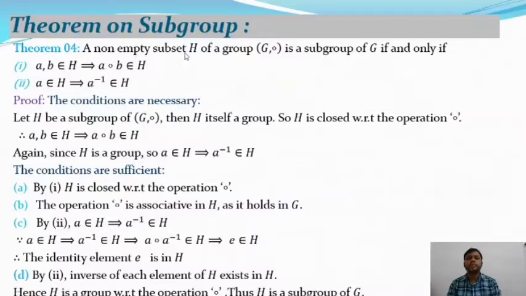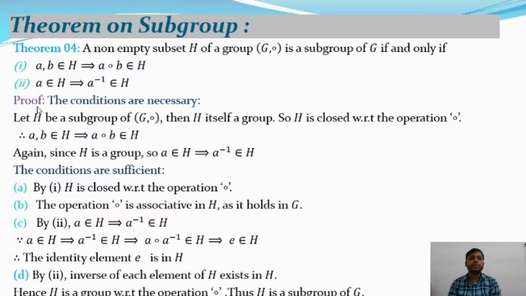A non-empty subset H of a group (G, composition) is a subgroup of G if and only if a, b belongs to H implies a composition b belongs to H, and a belongs to H implies a inverse belongs to H. This is a very important theorem on the subgroup of a group (G, composition). Applying this theorem, we will find some typical examples on the subgroup of a group (G, composition).